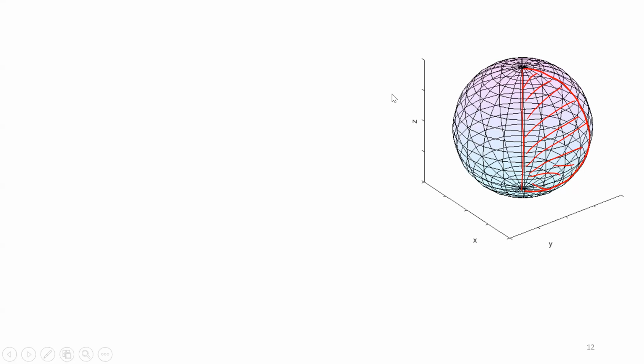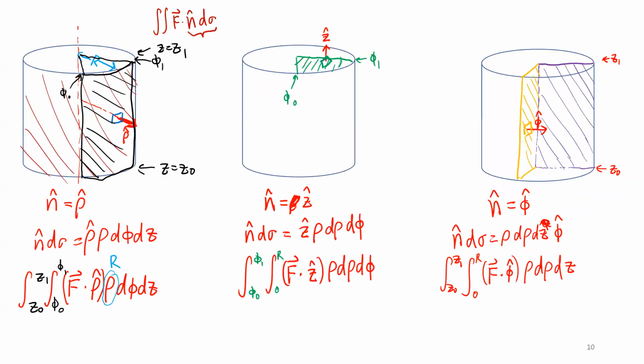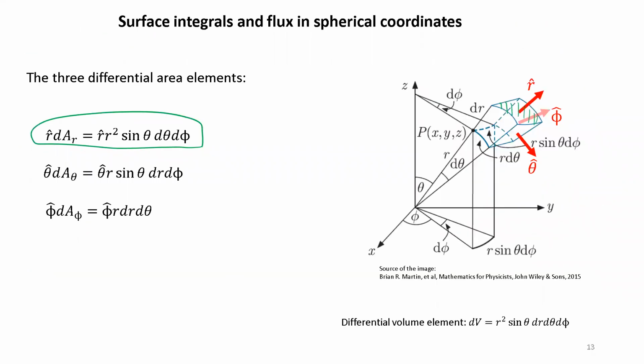So in this case, again, what would be the normal vector? The normal vector will be the one that is pointing into the page. So basically we are considering the back face of this element here. So we are using this one.